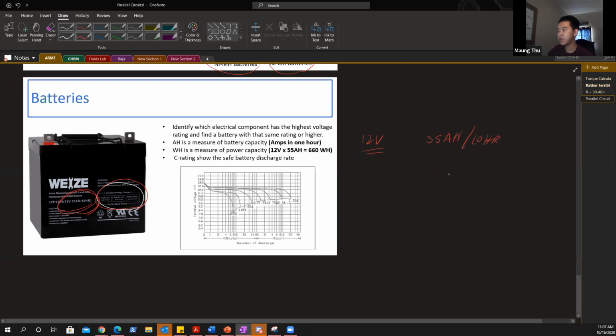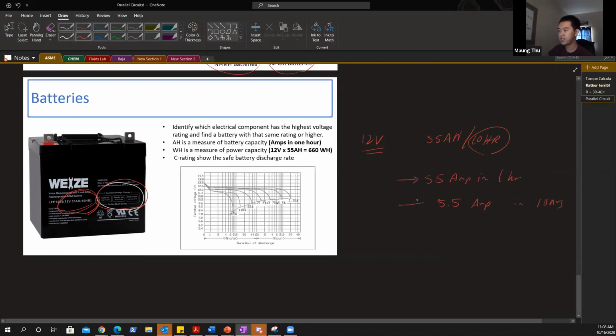So what that means is that it can do 55 amps in 1 hour. Okay. But what does this 10-hour mean? That means that you basically need to divide it. So if you want this battery to last for 10 hours, whatever that thing that you're applying to is to be only drawing 5.5 amps, and only then can it last for 10 hours.